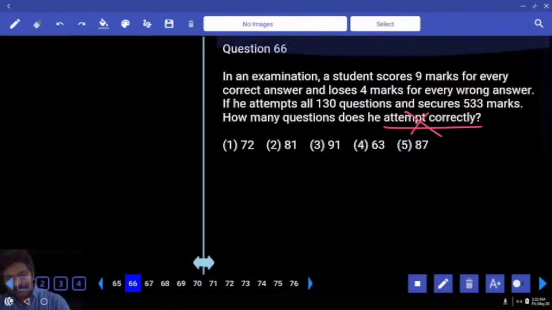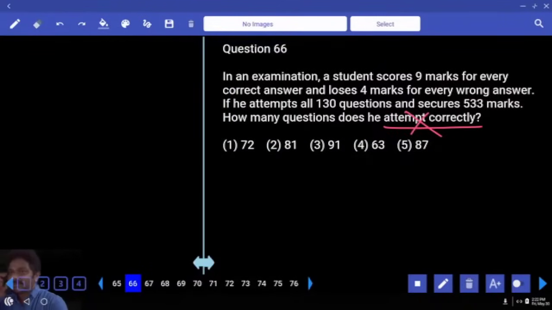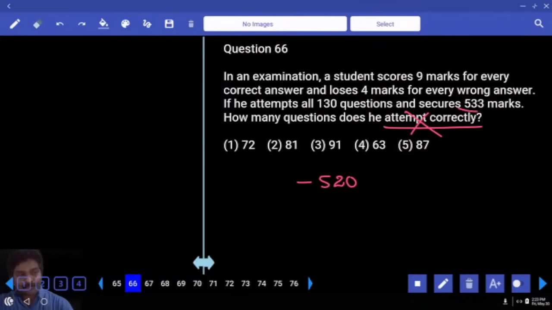Let me assume there are no questions which are correct. So that means all are wrong. For each wrong answer, how many marks do they deduct? 4. How many questions are with us? If all were wrong, he should get minus 520. But how many marks did he score? And how much we got? 520 negative number, correct? Minus 520 to 533, what is the difference? 1053 marks difference. Got it?